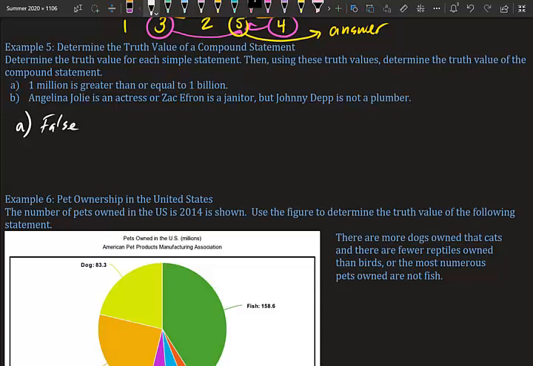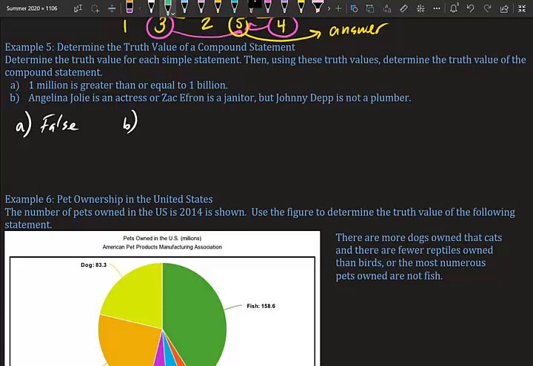What if it's not so easy? What if it's like, well, no duh, 1 million is less than, so of course it's going to be false. What if it's not so cut and dry? So, Angelina Jolie is an actress, or Zac Efron is a janitor, but Johnny Depp is not a plumber. How do I figure out if that's true or false? That statement means absolutely nothing to me. Let's put it into symbols.